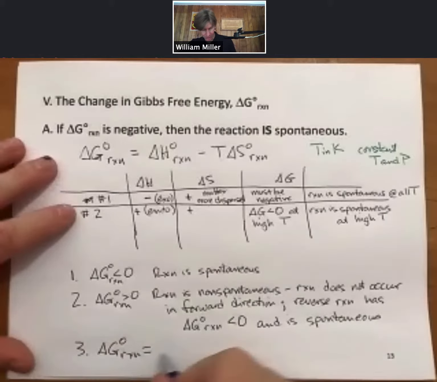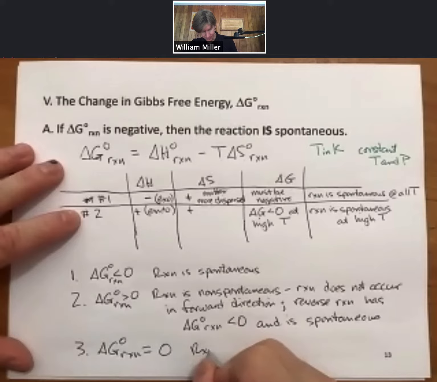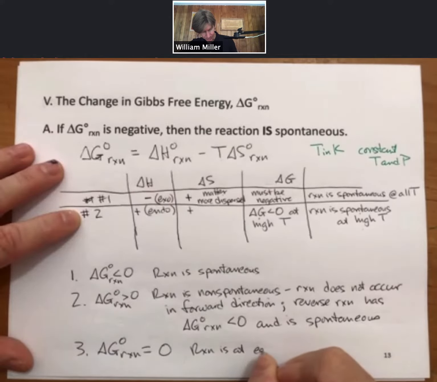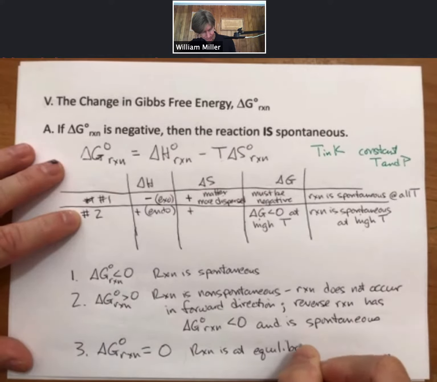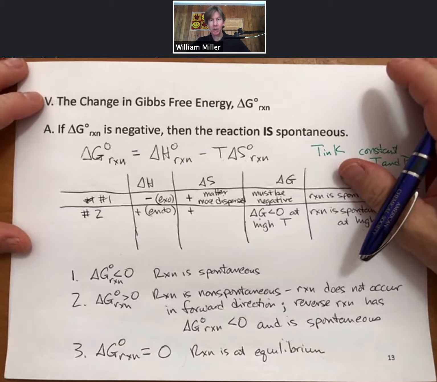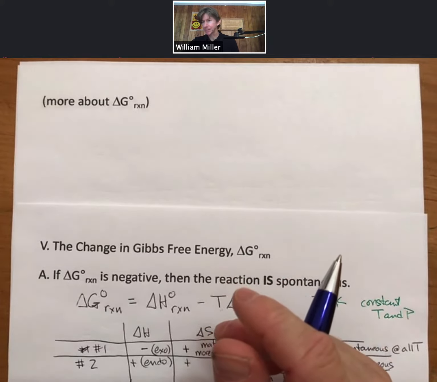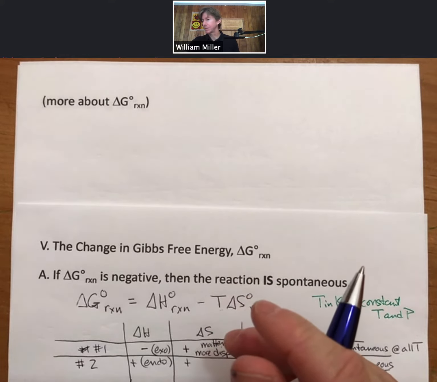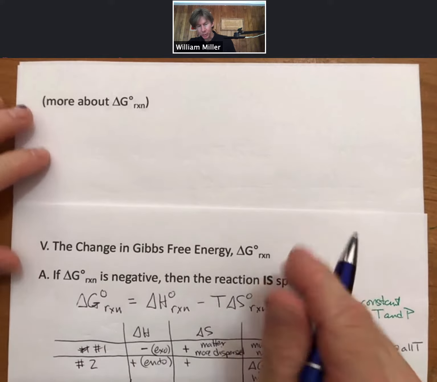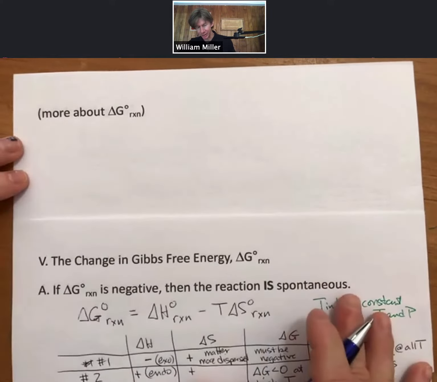If delta G equals 0, the reaction is at equilibrium. All right, we have more to say about delta G. The next thing I want to say is that we will use at least two different methods. There are actually many ways to calculate delta G, but we'll start with the two most fundamental.